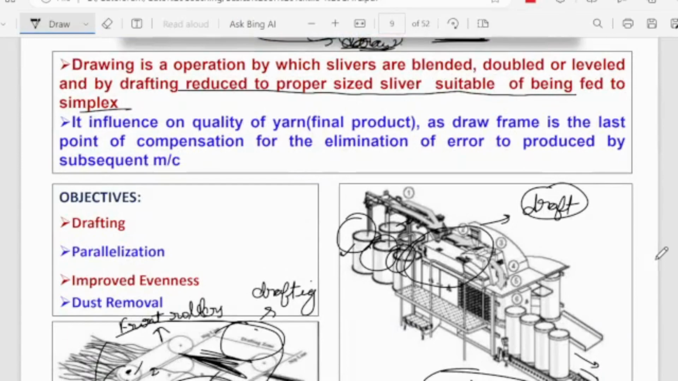Whereas in the drawing aspect, blending, doubling and drafting are done. Drafting is done so as to make the fiber more parallel, and to improve the evenness and other aspects of the sliver after the sliver formation.